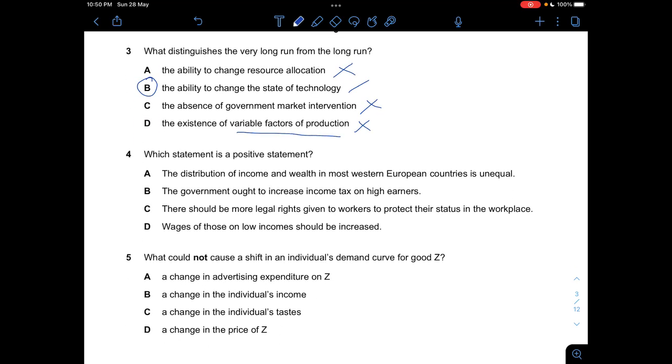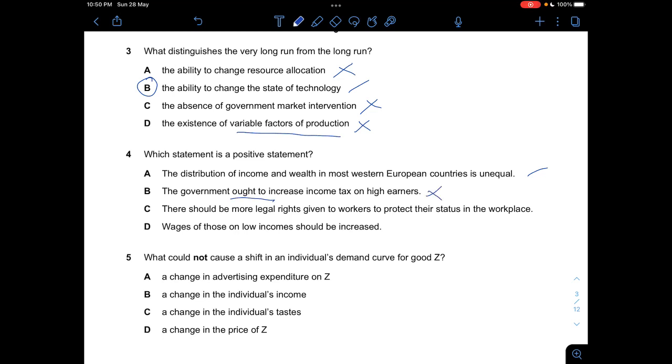Question 4, which statement is a positive statement? The positive statement is basically factual, actual, and it can be tested. But if it's a normative statement, it's based on opinion. So A, it says the distribution of income in most Western European countries is unequal, which is a positive statement. B, it says the government ought to increase income. This is a normative statement.